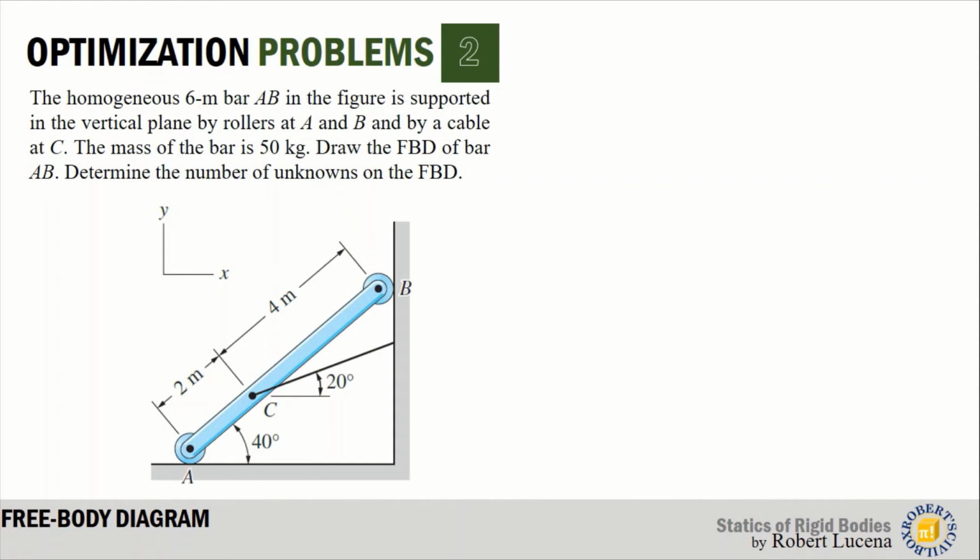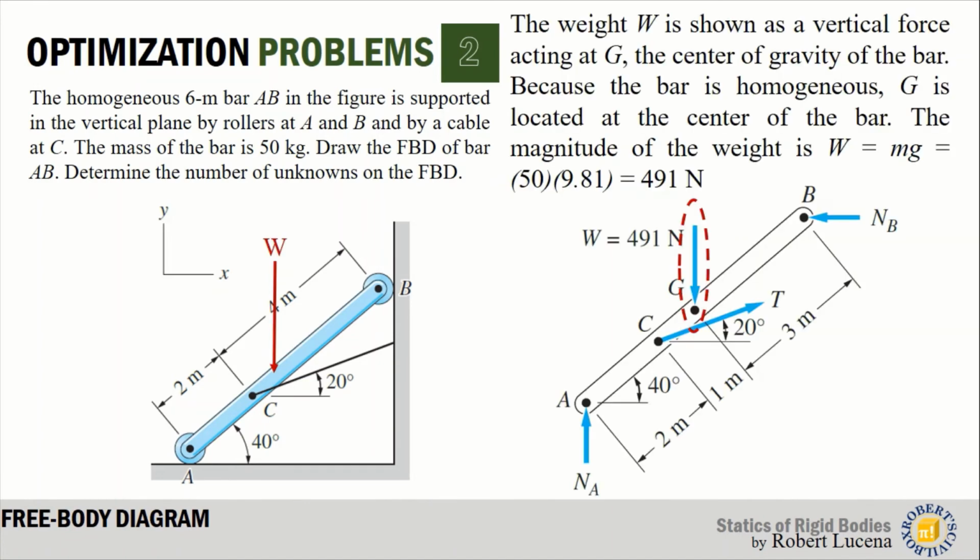The homogeneous bar, 6 meters long, or bar AB in the figure, is supported by a vertical plane by rollers at A and B and by a cable at C. The mass of the bar is 50 kilograms. Now our objective is to draw the free body diagram and determine the number of unknowns. So the first thing we do is to remove the support reactions. Okay?